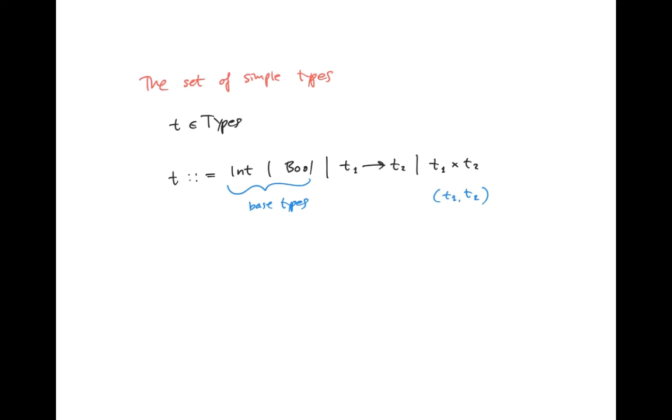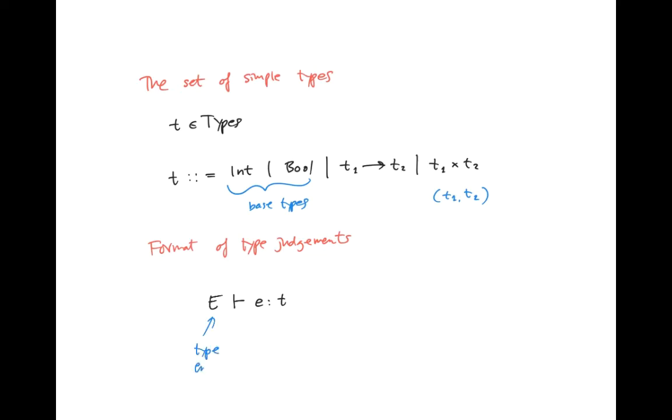The format of type judgments is quite straightforward. We say that expressions have a type T, but expressions may contain variables. So in order to find the type of an expression, we need to know the types of the variables, and to that end we have a type environment.